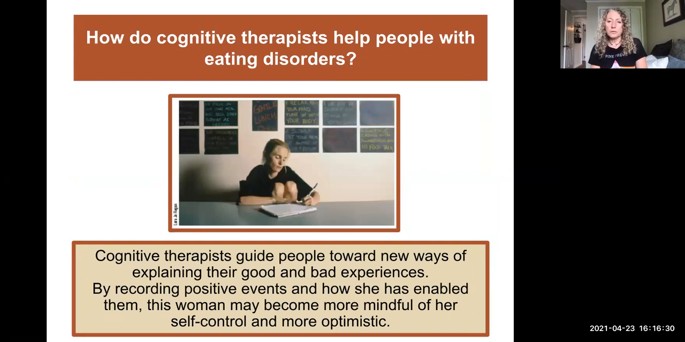So they guide people to new ways of explaining their good and bad experiences by recording positive events. So, grateful journaling and stuff like that. This woman may become more mindful of her self control and be more optimistic.